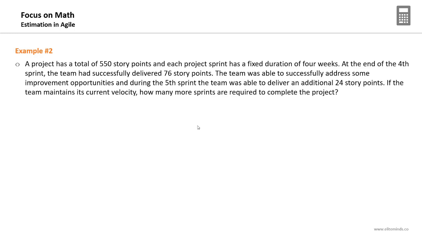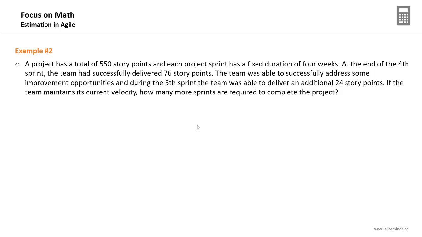Another example: a project has a total of 550 story points and each project sprint has a fixed duration of 4 weeks. At the end of the 4th sprint, the team had successfully delivered 76 story points. The team was able to successfully address some improvement opportunities, and accordingly, during the 5th sprint, the team was able to deliver an additional 24 story points. If the team maintains its current velocity, how many more sprints are required to complete the project?